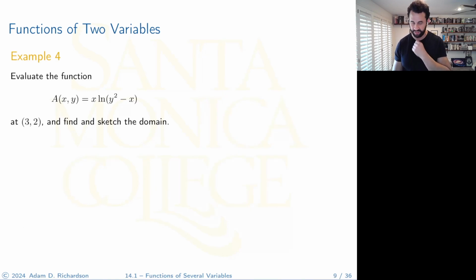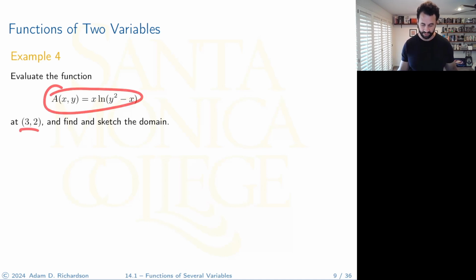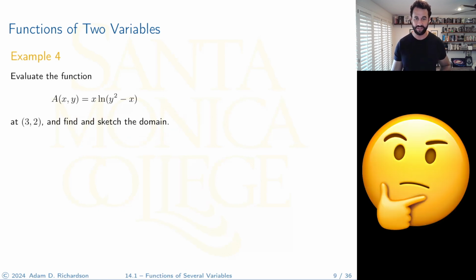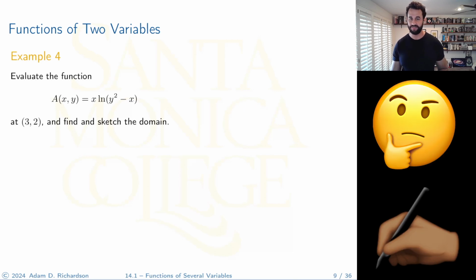How about this one? Here's another one where I want you to try it again. Try to do this on your own, and we'll take a look at it in a moment. So evaluate this function at the point 3, 2. That part's the easy part. And then find and sketch the domain. Try to sketch the domain this time if you didn't do it last time. All right, think about it for a moment. And then try to jump right into it. See if you can draw a picture of the domain and evaluate the function.